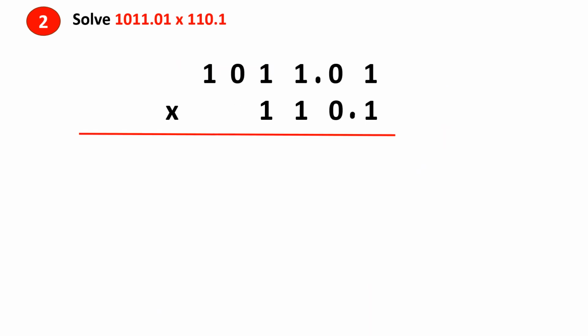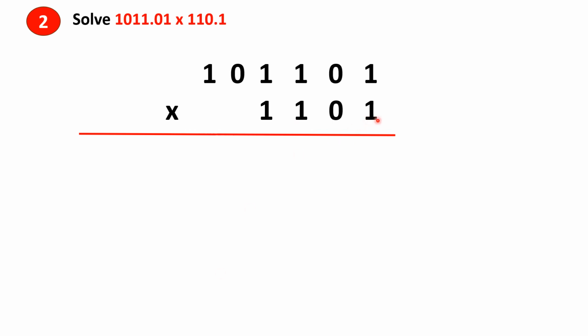Problem 2. In this, this number is the multiplicand and this is the multiplier. And these numbers have both the integer part and the fractional part. So to proceed with the multiplication, first let us remove these binary points, and we can proceed with the multiplication. So at the end, in the final answer, we can insert the binary point.